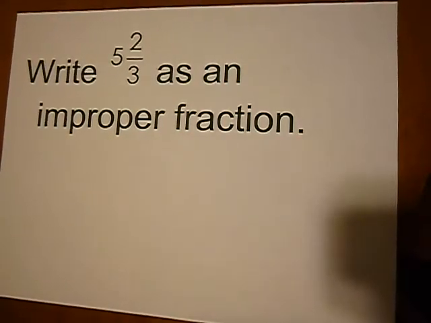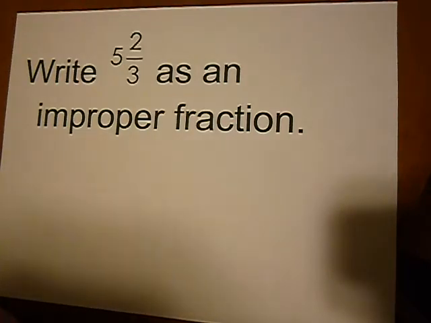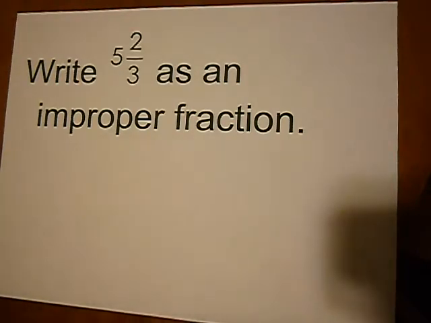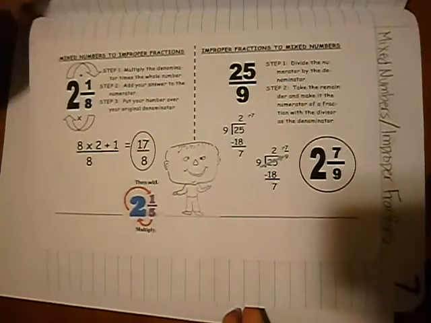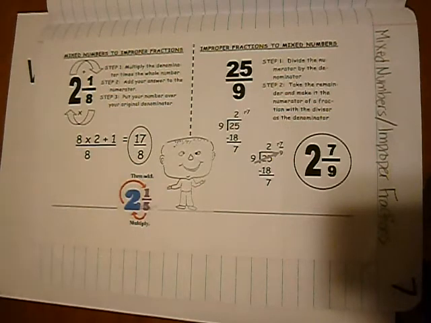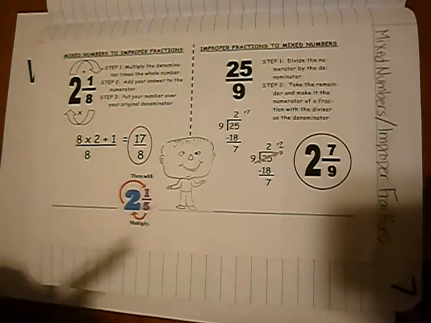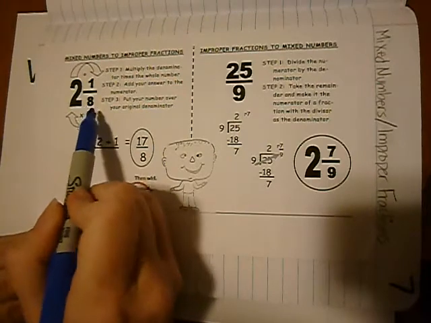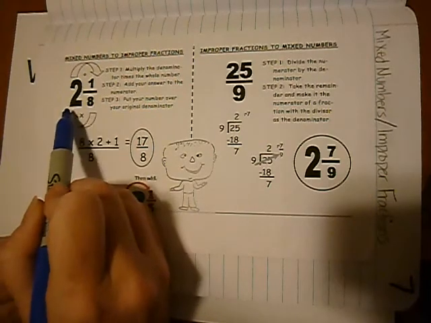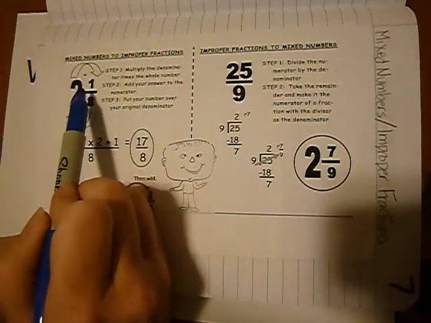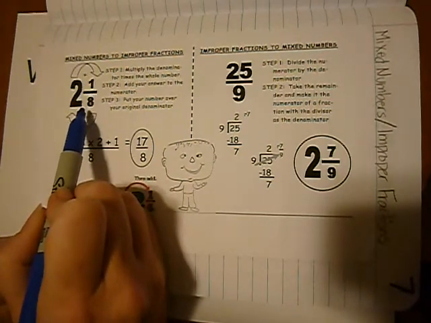This is the review for the test on Wednesday over mixed numbers, improper fractions, equivalent fractions, and comparing decimals. Okay, first of all, writing a mixed number as an improper fraction. If we check out our notes in our math journal, we can see that in order to find the improper fraction, we need to multiply the denominator times the whole number, and then we add the numerator, and our denominator will stay the same.